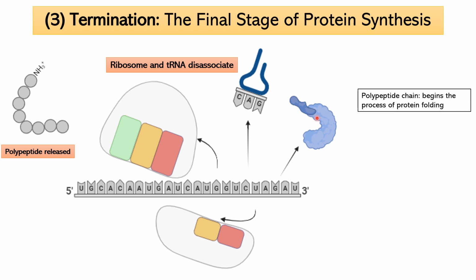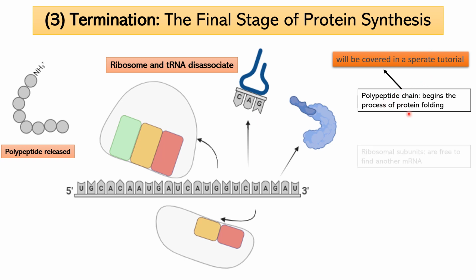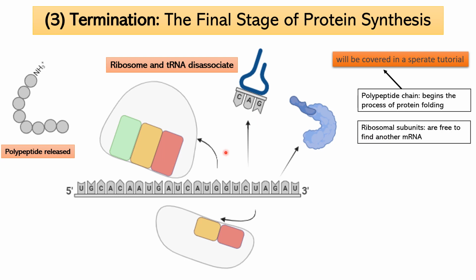So what happens after all the components are released from the mRNA and the translation has finished? The first thing that will happen is that this polypeptide will start undergoing some folding, forming the protein structure. I will be doing a tutorial in the future that covers how proteins are folded into very specific shapes.